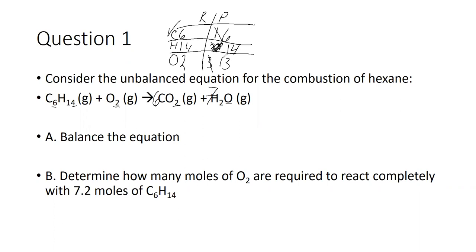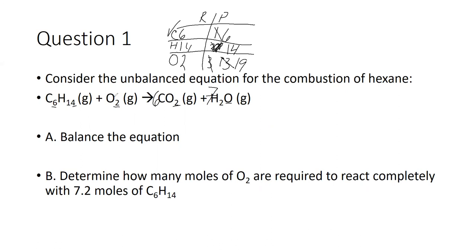12 is 19. All right, here's where the tricky thing happens and where historically a lot of people got confused. I have 19 oxygens on the right, 2 on the left. When doing stoichiometric coefficients, you cannot put a decimal. So there is no possible way to make my oxygens balance out currently, right?